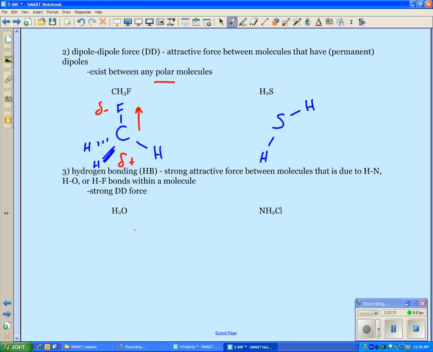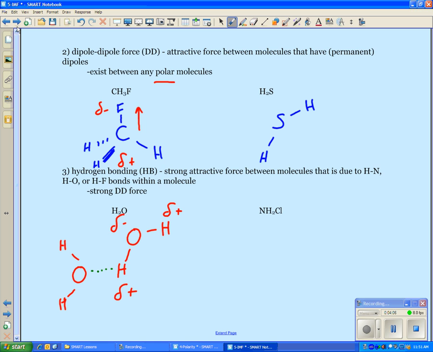So in water, oxygen in the middle, 2 hydrogens on the outside, very strong attraction for the electrons towards the oxygen means that this is a very polar molecule. If this was to come into contact with, or come close to, another water molecule, there would be a very strong attraction between the oxygen of one molecule and the hydrogen of another.